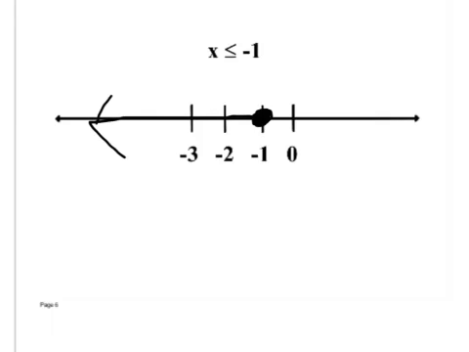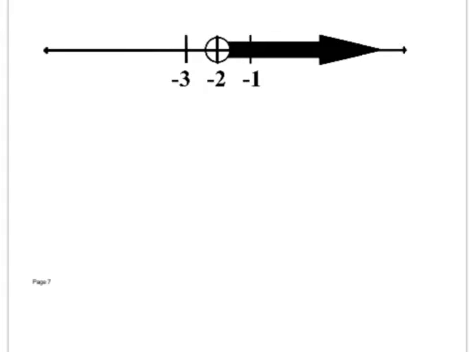Now let's check it. Let's make sure. What's a number less than negative 1? Negative 72. Where's negative 72? Over here, right? What about negative 3? Is negative 3 less than negative 1? Yes. So all these numbers are included this way. What about 0? Is 0 included? No.